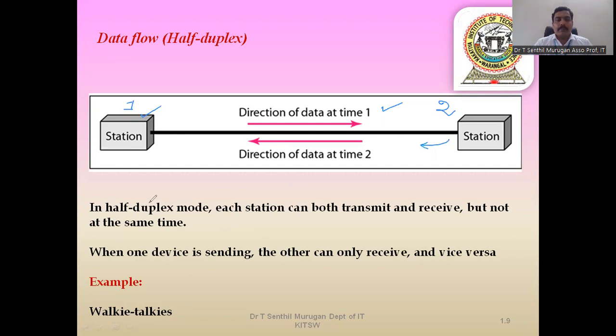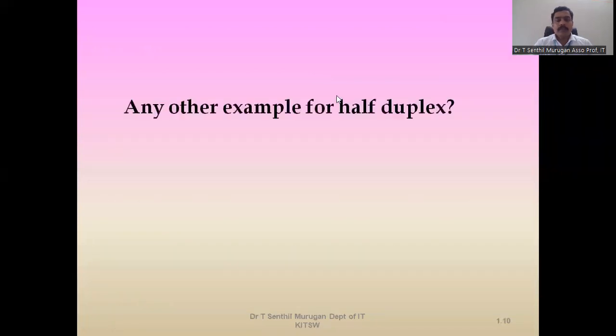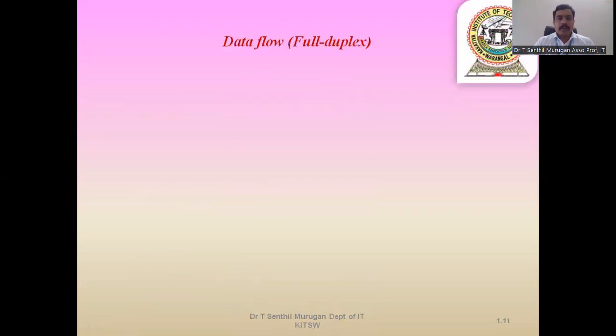Any other examples for that half duplex mode? Anyone? Anyone, please take time to think about it. So conference. Okay. So for example, video conference is there. So if many people are joined at the time, if one person is talking, others are listening. So when the person is over, the next person will communicate. Okay. So this is the best example for half duplex mode.